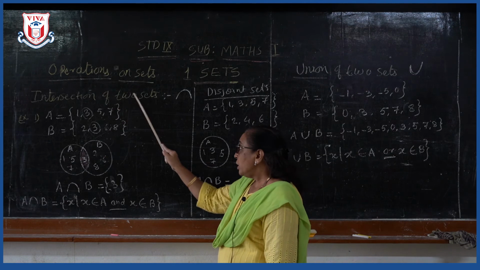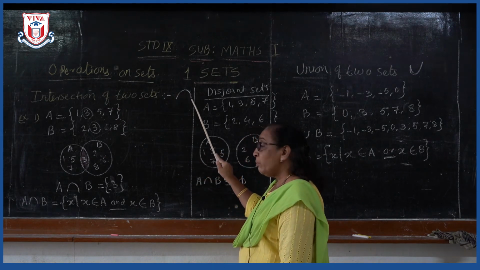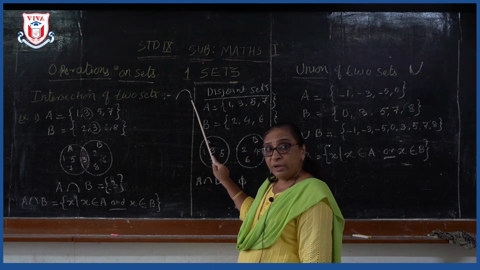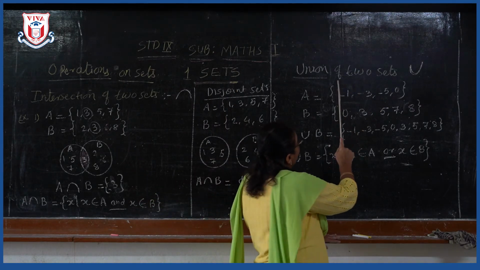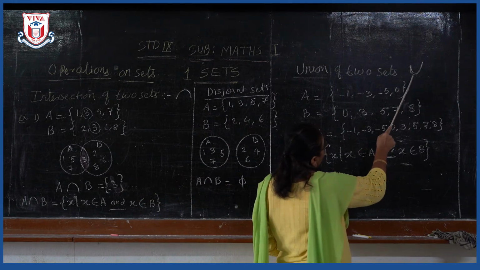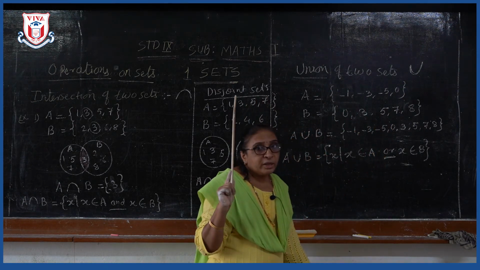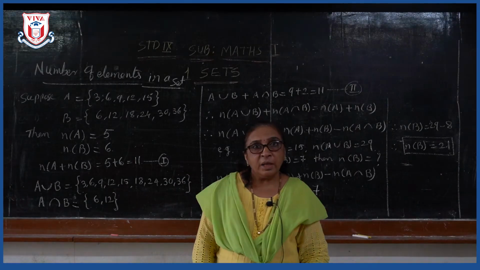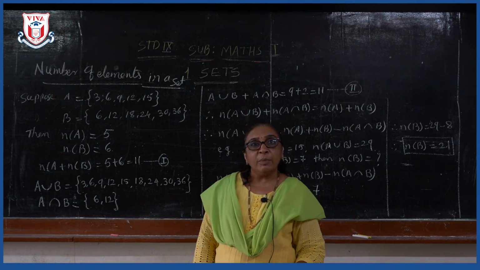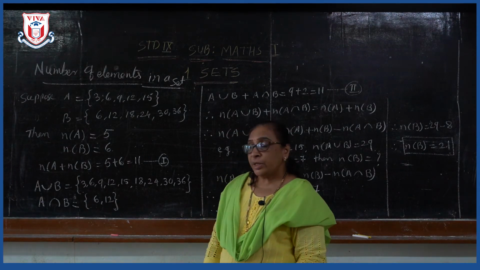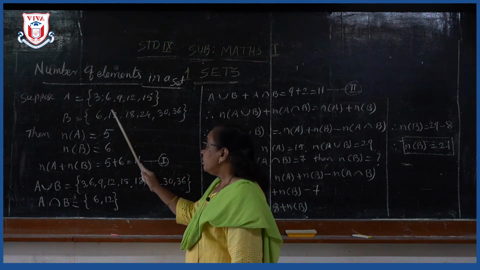For intersection of two sets, see the symbol which is shown over here, and for union of two sets, this is the symbol we are using. Okay? The next concept of this chapter is number of elements. Number of elements means what?